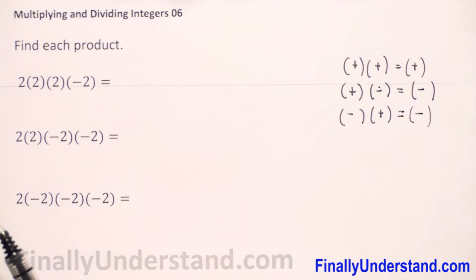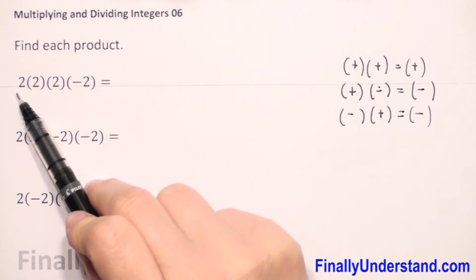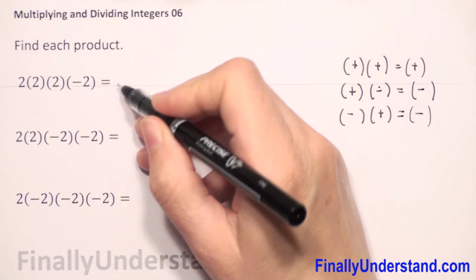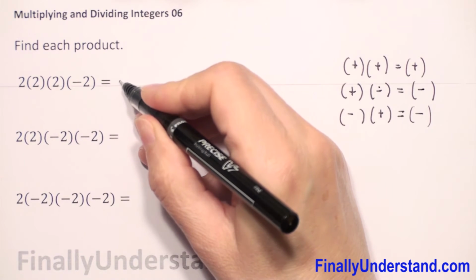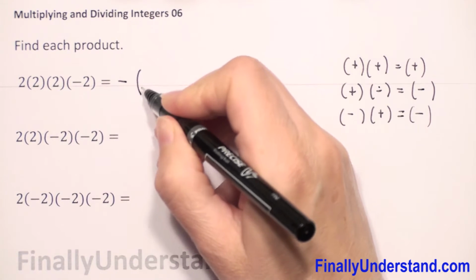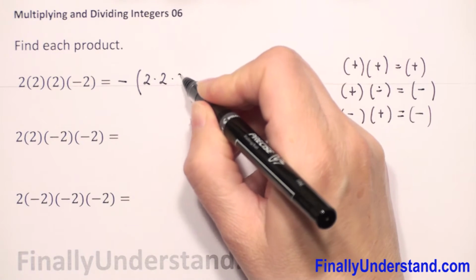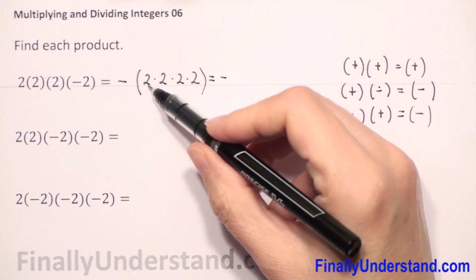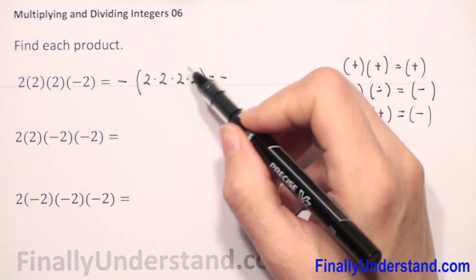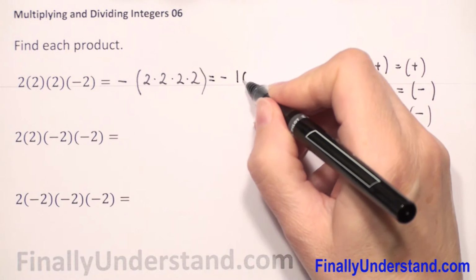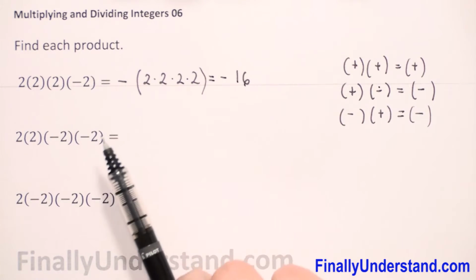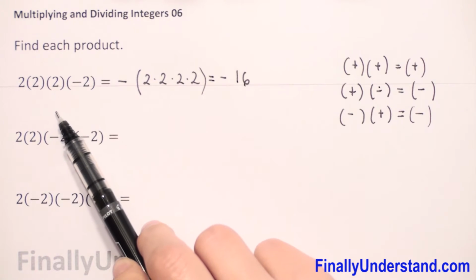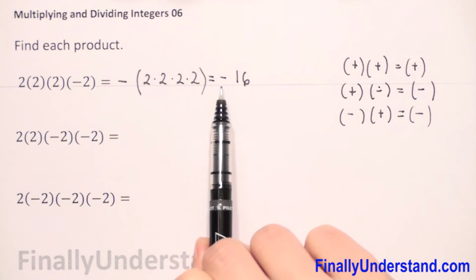So first we have to concentrate on the sign. We have positives times a negative. Because we have only one negative, the answer will be negative, and we just have to multiply 2 times 2 times 2 times 2. So this is equal to a negative sign. We rewrite: 2 times 2 is 4, times 2 is 8, times 2 is 16. So when we have one negative number, it doesn't matter how many positives we have, the answer will be negative.